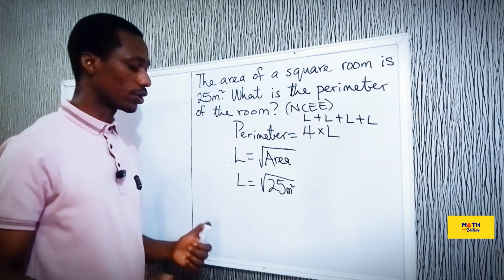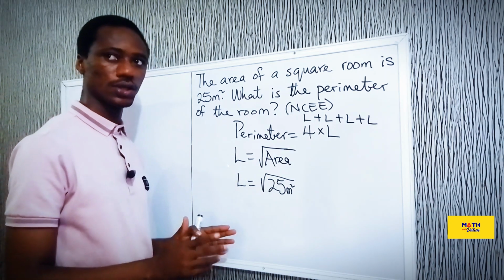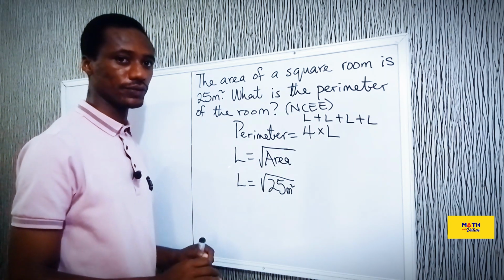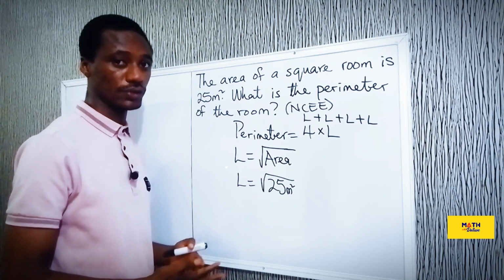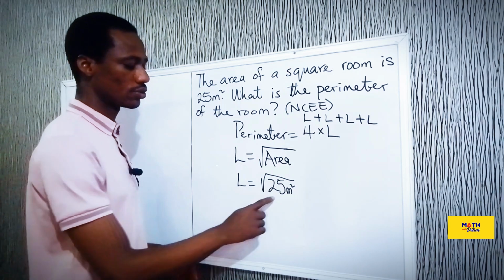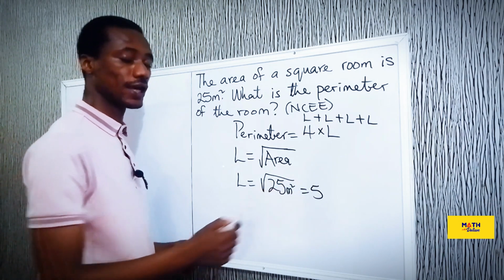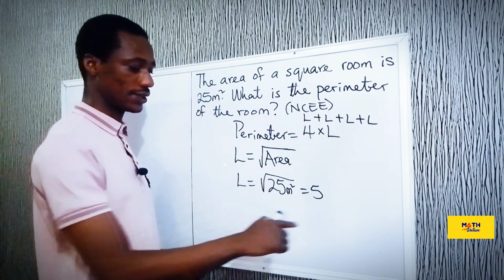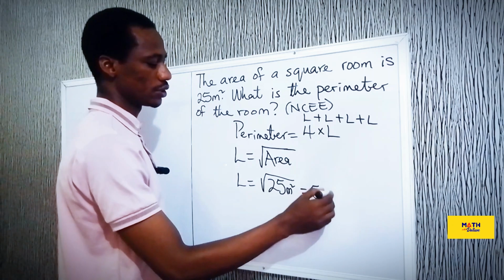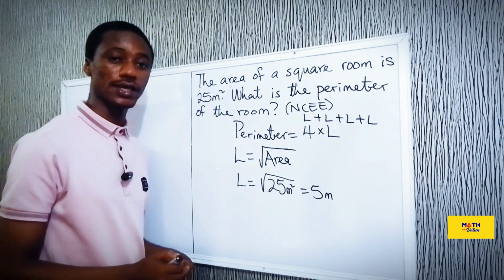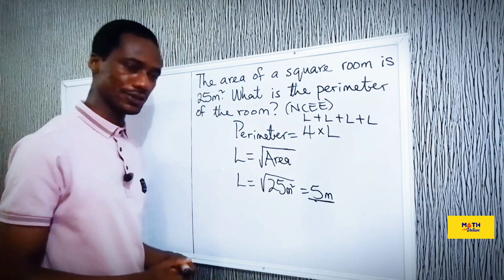So what is the square root of 25 meters squared? We're looking for that number that will multiply by itself to give us 25. So what times itself is 25? 5 times 5 is 25. So the square root of 25 is 5, because 5 is that number that you multiply by itself to give you 25. And the square root of meters squared is meters, because meters times meters is meters squared. So the length is 5 meters.